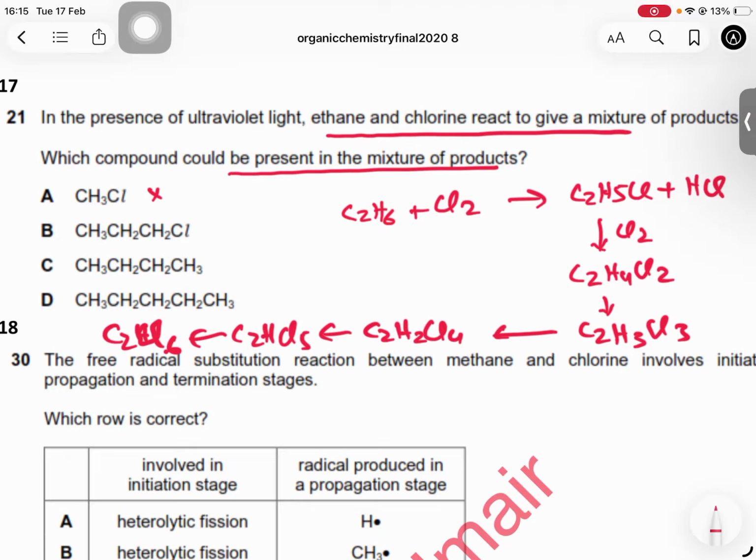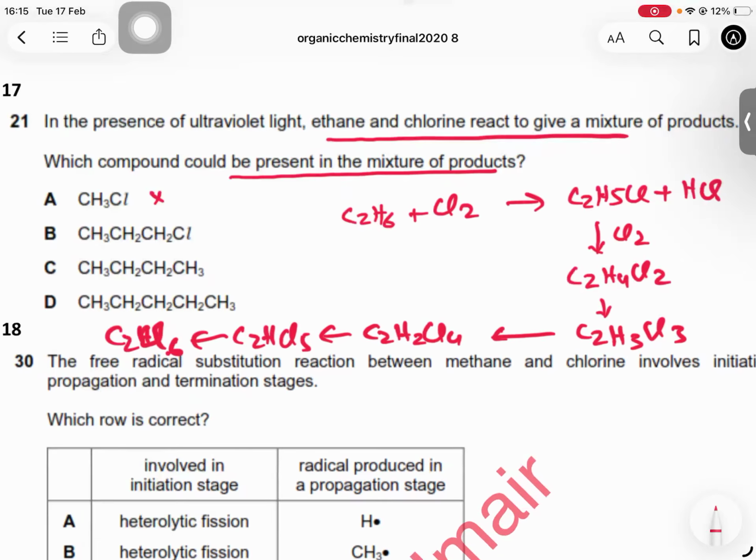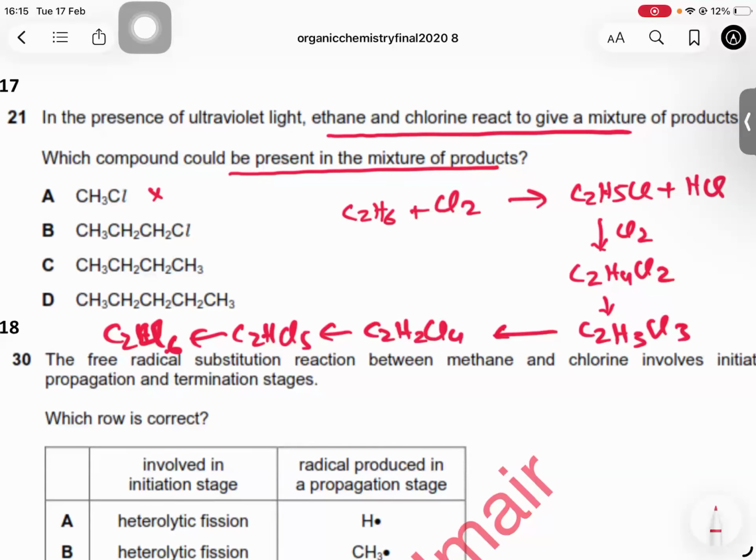So it's not A or D. It can't be A and it can't be D. So it's C, it's butane. Anyone else? C. In B there is propane, and propane cannot form.